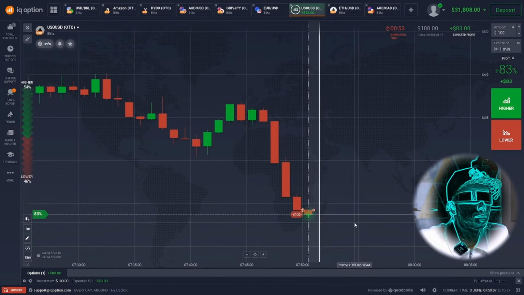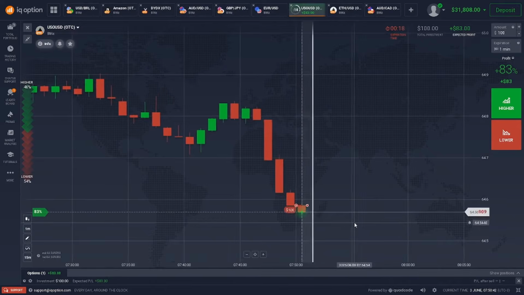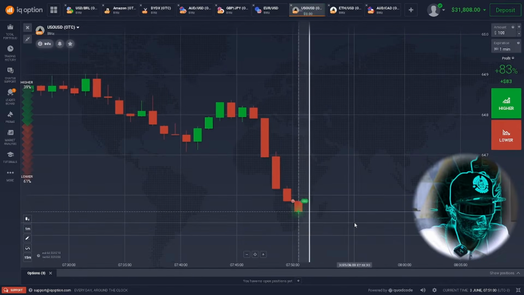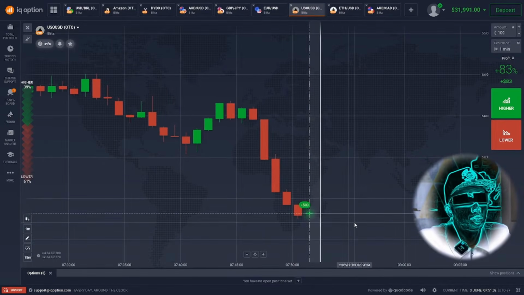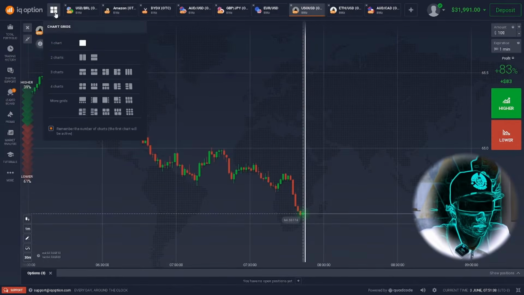Let's see how this trade ends. Excellent. The first trade is in the bag. Let's look for more setups according to the strategy.